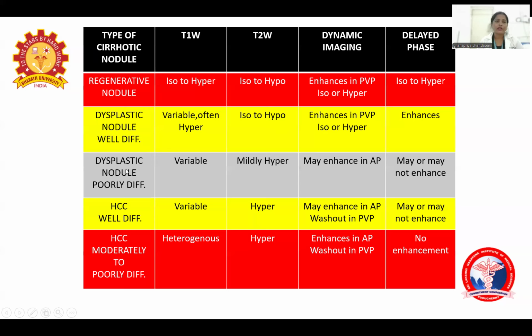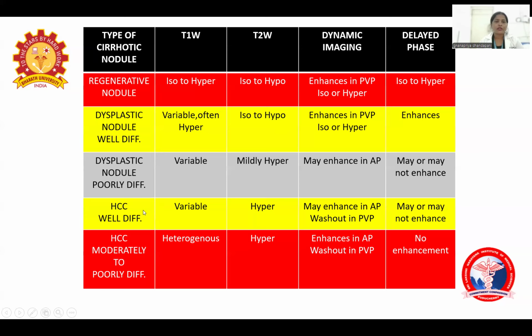Whereas a poorly differentiated dysplastic nodule has a variable T1 appearance and appears mildly hyperintense in T2, and it enhances in the arterial phase, but it will not enhance in the delayed phases. But there is no washout in these delayed phases.